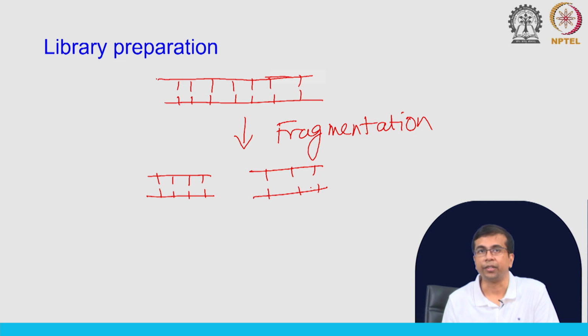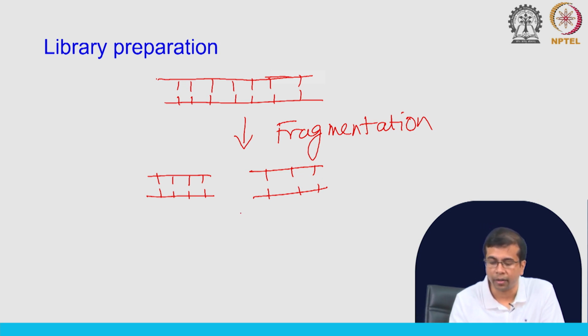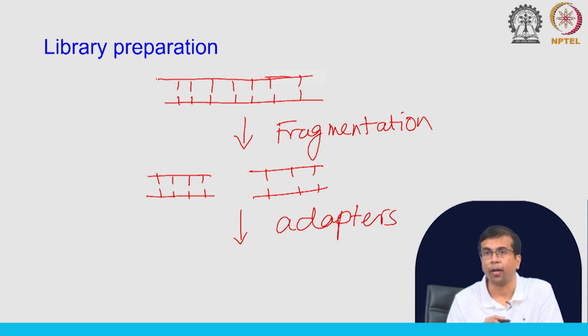Once we have this fragmentation, we need to add the adapters. And one of the things you will probably notice later is that this method does not require any amplification, because we are sequencing single molecules. We do not need to generate clusters like Illumina, or the on-bead amplification that we see in 454.